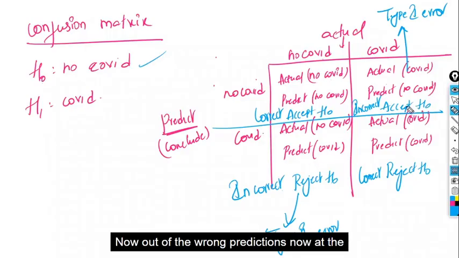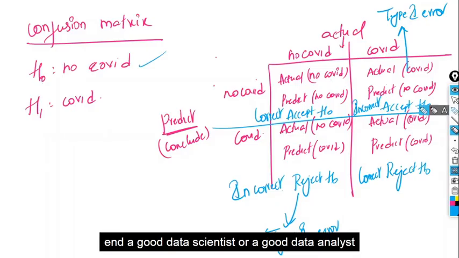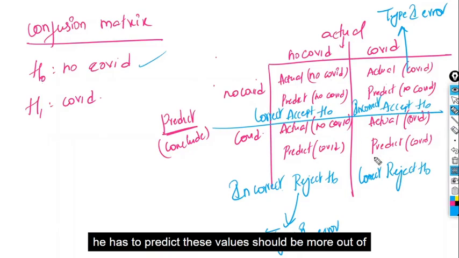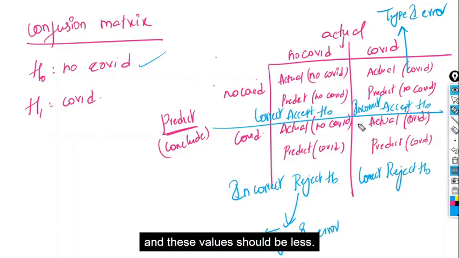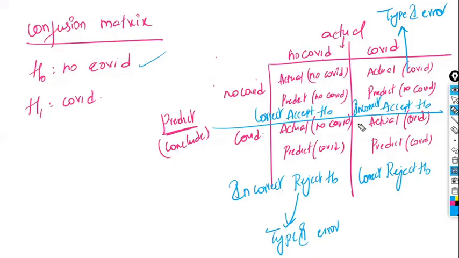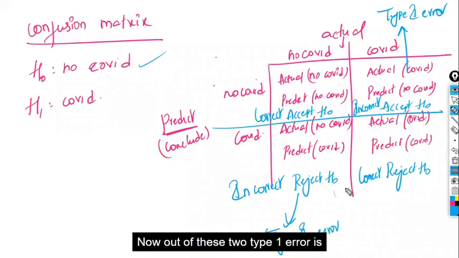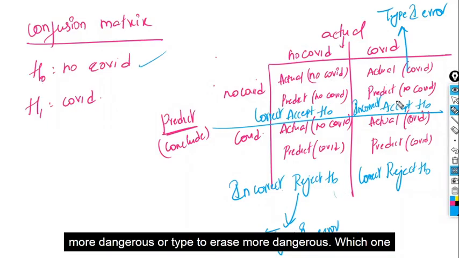Now, out of the wrong predictions, a good data scientist or a good data analyst has to ensure that these values should be more and these values should be comparatively less. Now, out of these two, is type 1 error more dangerous or type 2 error more dangerous? Which one?